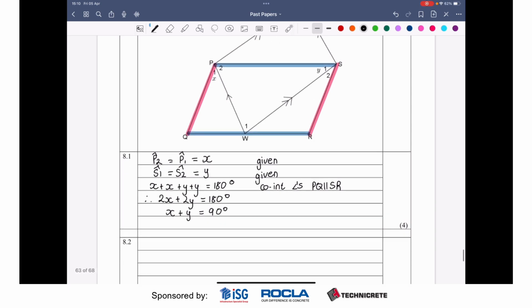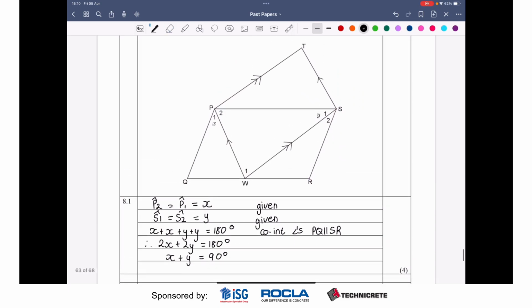Then for the next question, I'm asked to prove that PWST is a rectangle. So I already know that PWST is a parallelogram because the opposite sides are parallel. And so to prove that it's a rectangle, I just have to prove that one of these angles is 90 degrees.